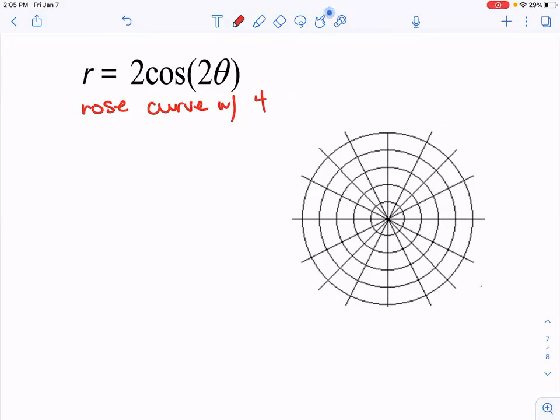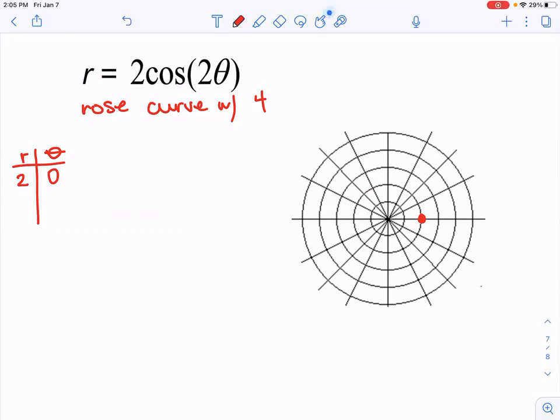Here's what I need you to do. I need you to make an R theta chart. We are going to first plug in 0 for theta. When we plug 0 in for theta, we get 2 cosine of 0. And the cosine of 0 is 1. So at 0 radians, we need to go out 2. Now, that's all we need. We know that this is where one petal is going to be.